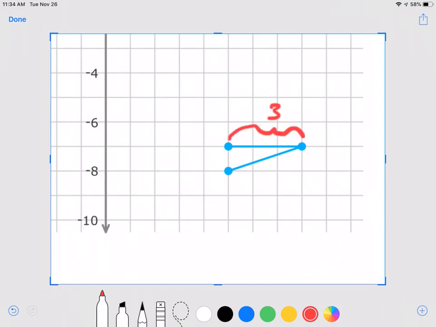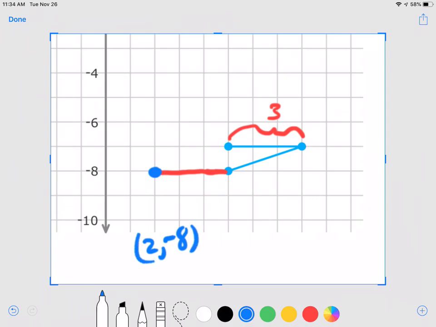It's 3 units long. Its opposite side, which is not this one, it's the next side that we draw on the bottom. This side has to be 3 units long. So we're gonna go 1, 2, 3. Okay, so we're gonna put a vertex there at 2, -8.